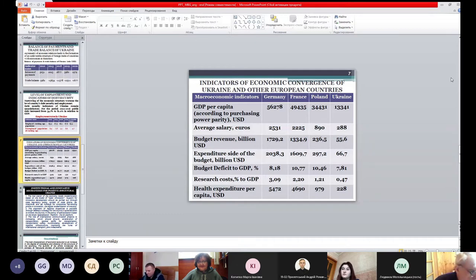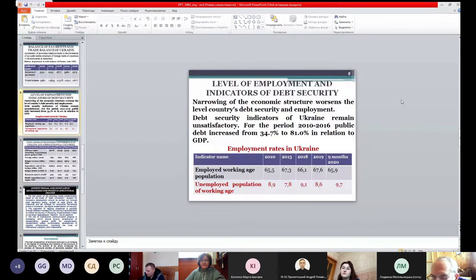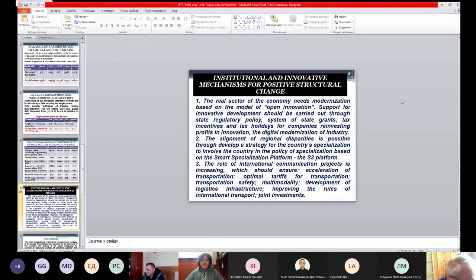Slide 7. Research shows that only the structural diversity of an economic system can provide flexibility, diversification, and entropy reduction. The institutional mechanism to ensure positive structural changes is presented on slide 8. It includes measures for modernization of the real sector of the economy, equalizing regional proportions, and Ukraine's participation in international communication projects. These measures can be implemented in a comprehensive manner, subject to the proposed principles of investment policy.